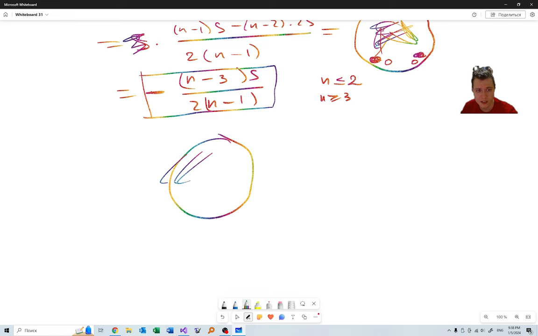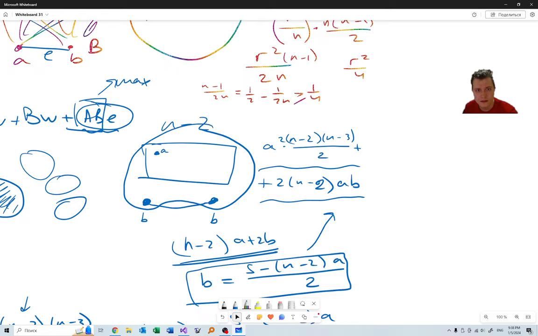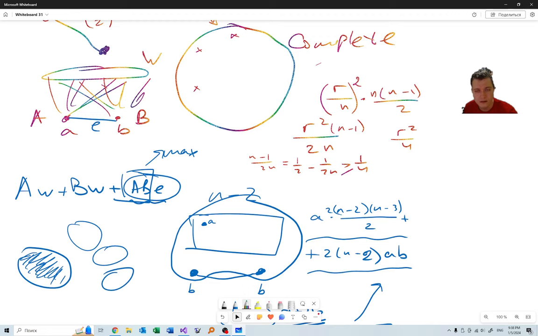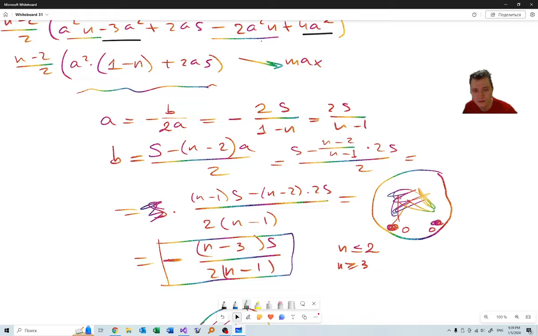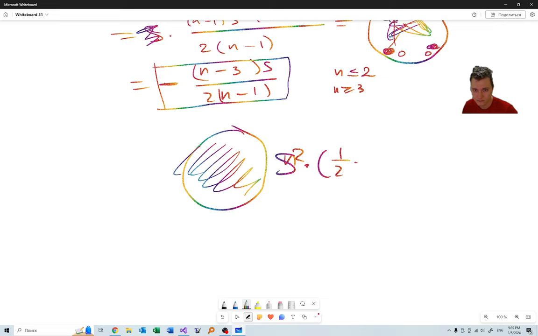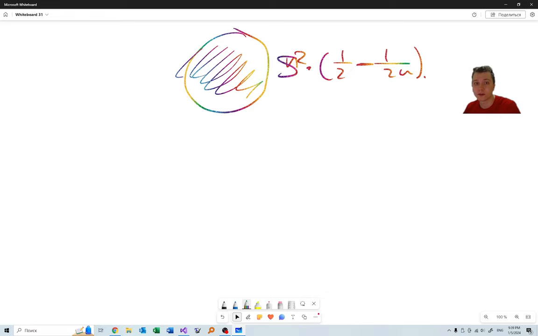So we have a clique with the answer of size n, and the answer, let me remember, s times r squared times 1 half minus 1 over 2n. So the question is, can I make it bigger? Okay, I think we need to take the complement and look at it.